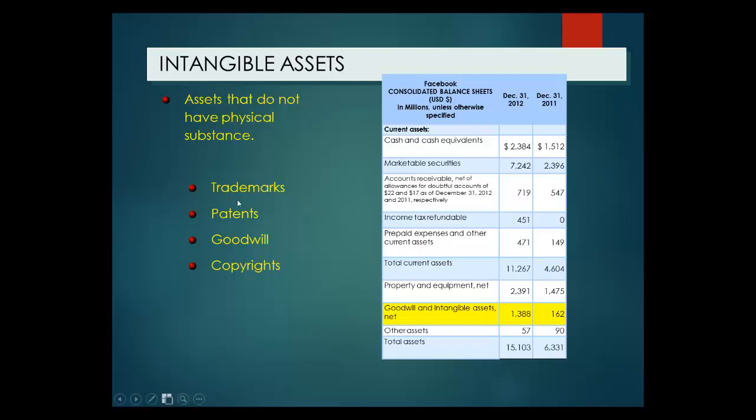If a company has purchased a patent, that will be reported under intangible assets. Copyrights, if a company has purchased a copyright, same. And then goodwill, and Facebook has goodwill, and that means that they have purchased another company, Facebook has acquired another company for more than its net value of its assets. So the price they paid for those companies is greater than the net assets value.